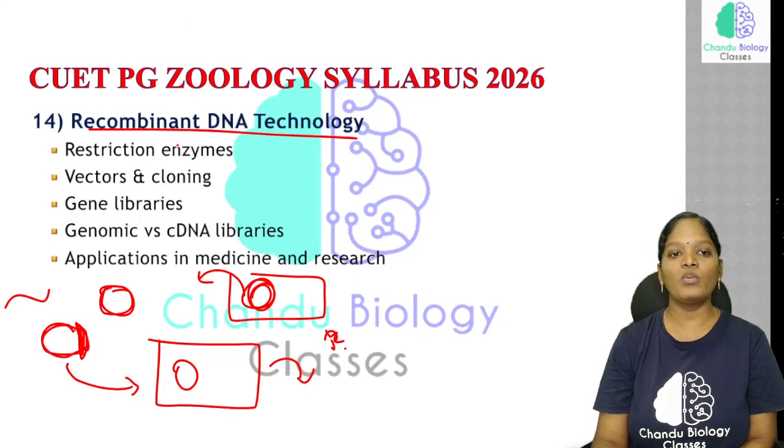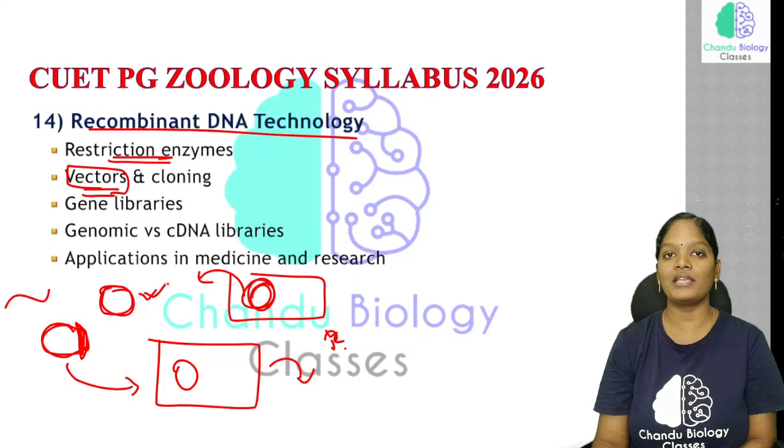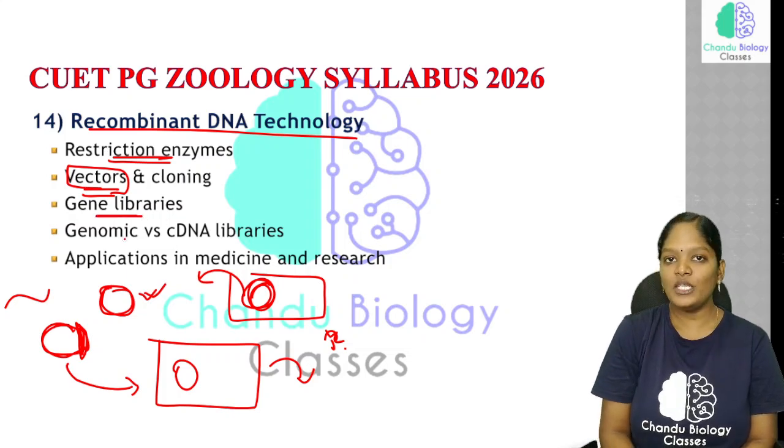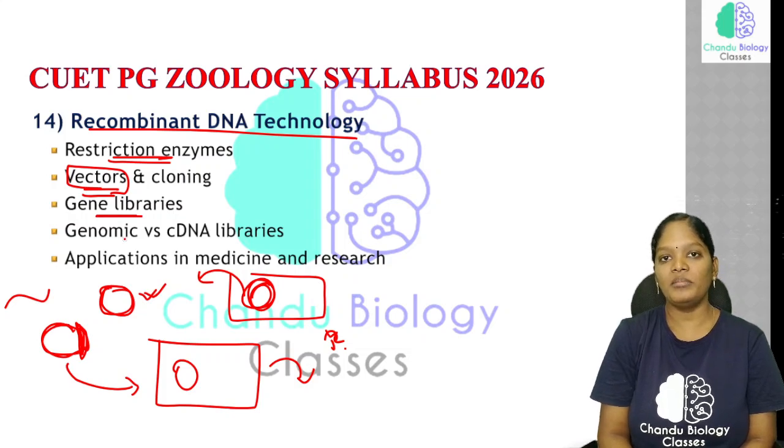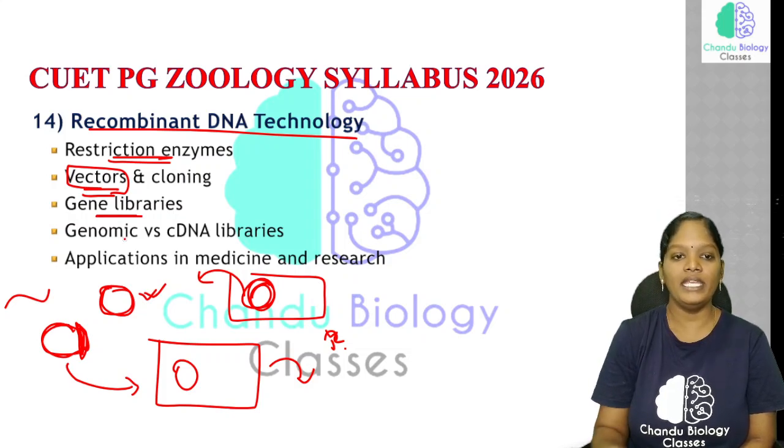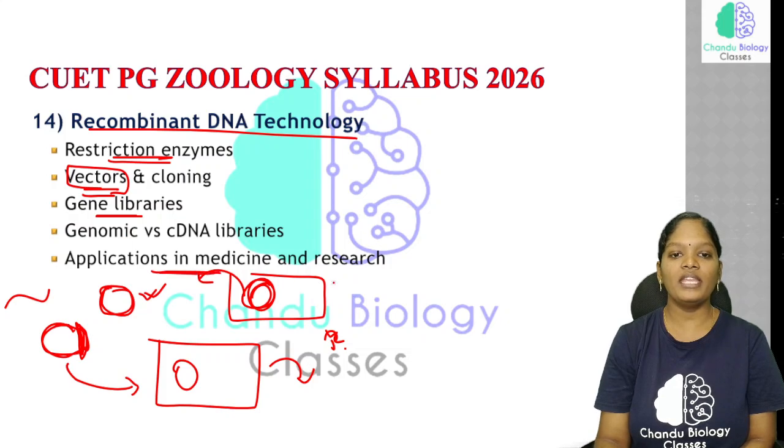Okay, so these are the enzymes involved in recombinant DNA technology. What are the vectors? Vector here is nothing but a carrying vehicle. Here the carrying vehicle will be a plasmid. Genomic libraries. What is the difference between a genomic library and a cDNA library? cDNA means complementary DNA. Applications in medicine and research. So these are all very, very important.